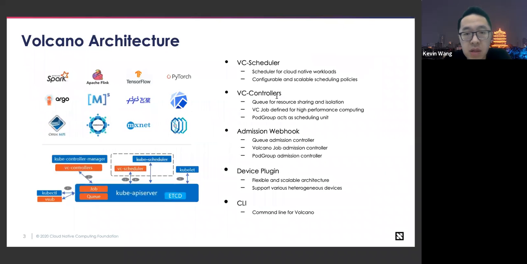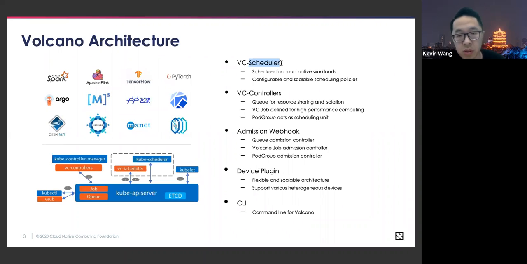And for the Volcano architecture, one part is the Volcano scheduler. It's definitely the most important part. The early version was a continuation of Kube-batch, a sub-project under the Kubernetes scheduling SIG in the early days. But since we were looking for a larger scope, we started this standalone project under CNCF. And also the Volcano controllers implement the CRDs provided by Volcano.